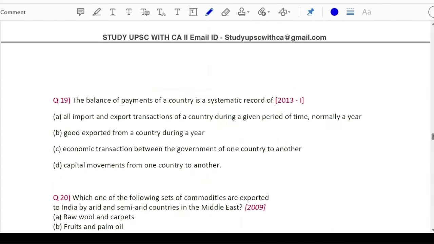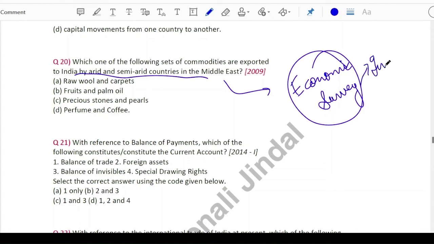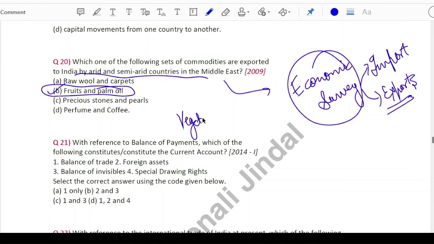Balance of payment is the systematic record of all import and export transactions of the country during a given period of time, normally a year. Which one of the following sets of commodities are exported to India by the arid and semi-arid countries in Middle East? Here I want to show, whenever the economic survey of that year comes, you need to pay attention to the imports and exports of India. Here the answer is B. In recent years also, UPSC has asked about the major import by India. The answer was vegetable oils. If you were aware what are the major components of the imports, then you can guess there.